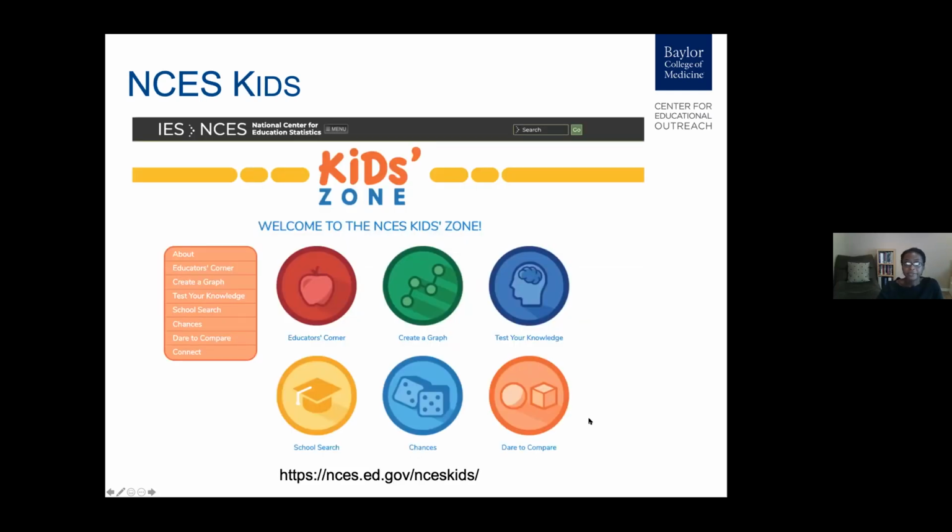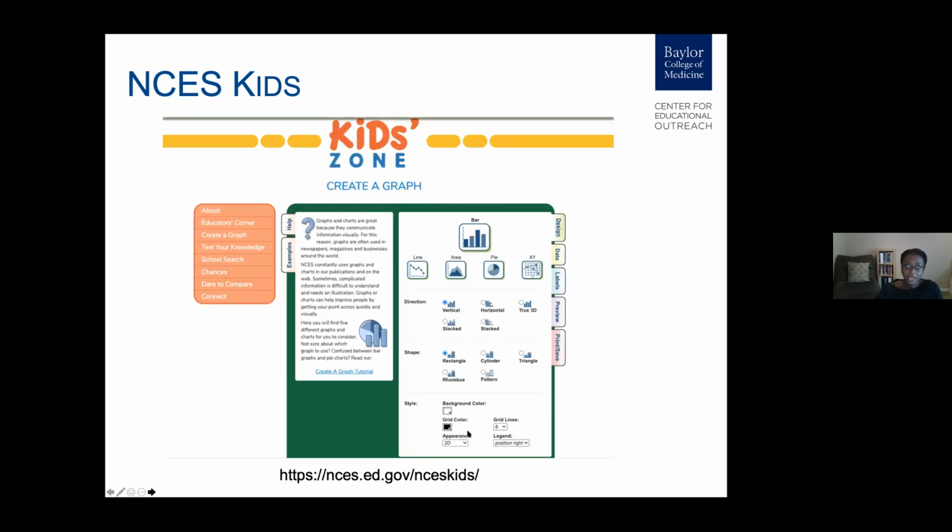So the National Center for Education Statistics is an amazing site. Their main site has access to large data sets also, which is really cool. But they have all of these kid zone pieces, and the create a graph section actually has a tutorial that you can go to, and you can see it here in this box, that will walk students through how to create it, why they're doing it, where their approach is. There's a lot of different shapes and options that go with this.